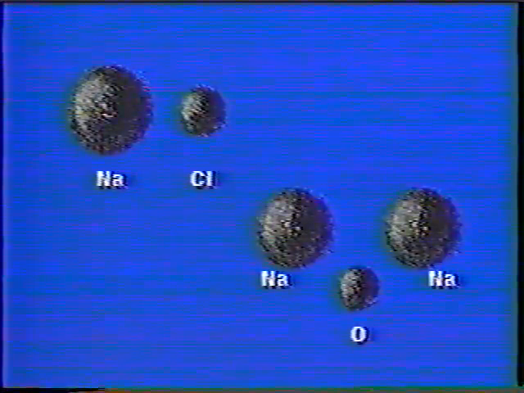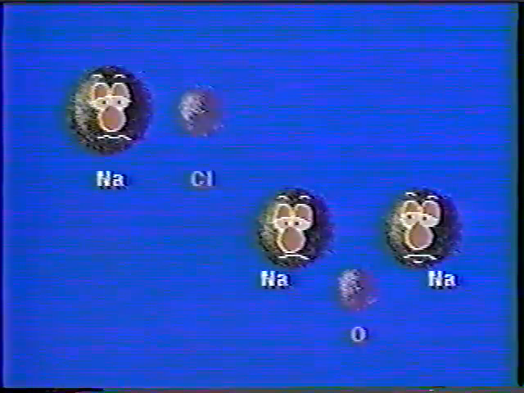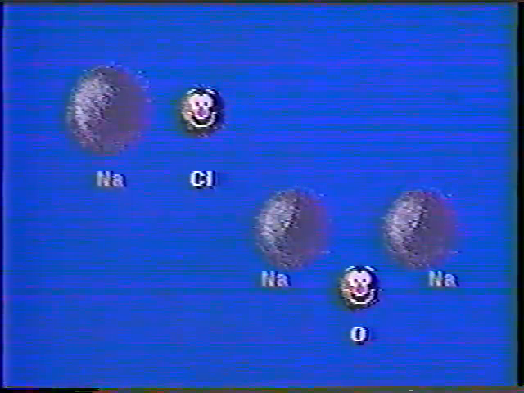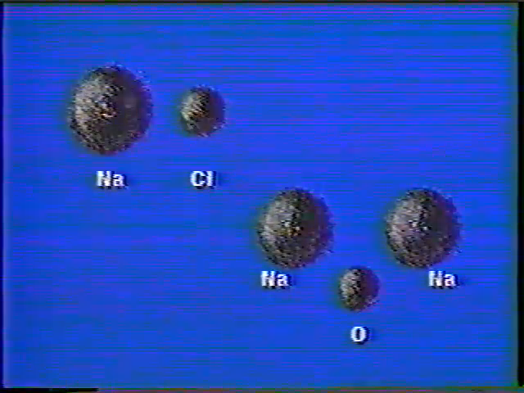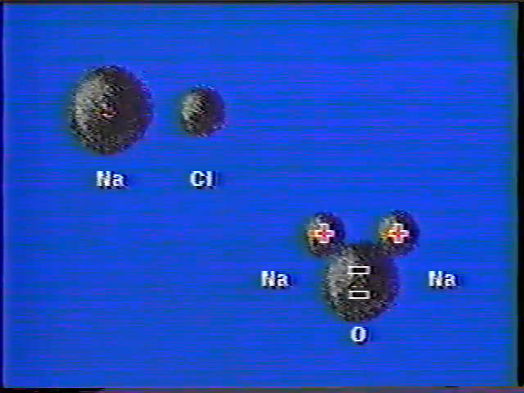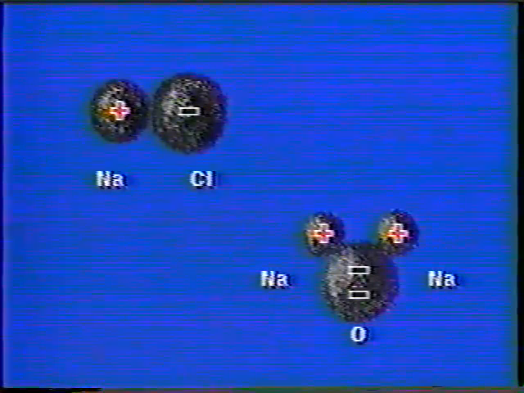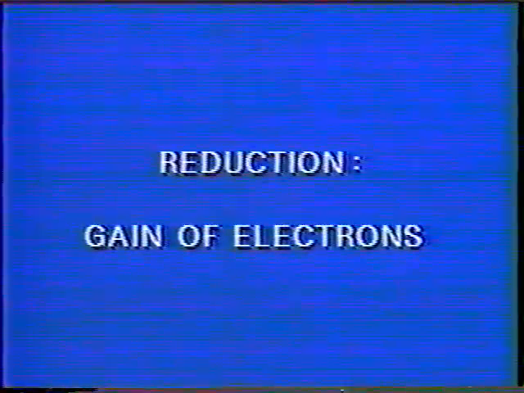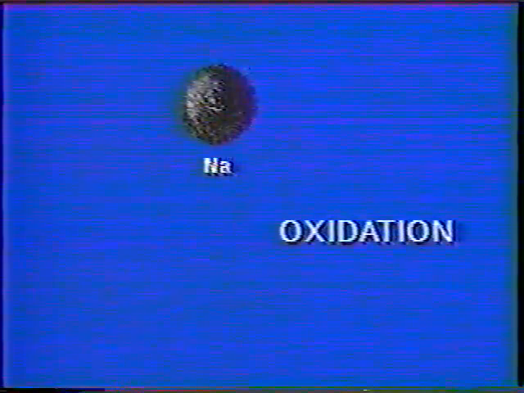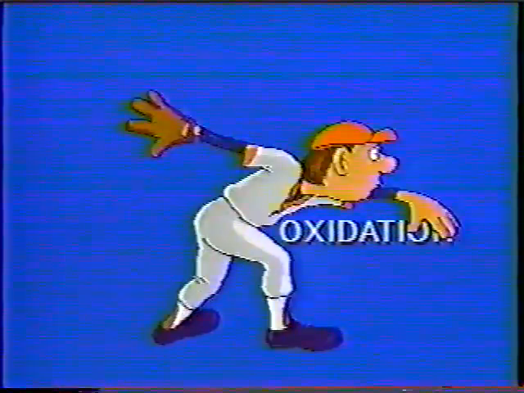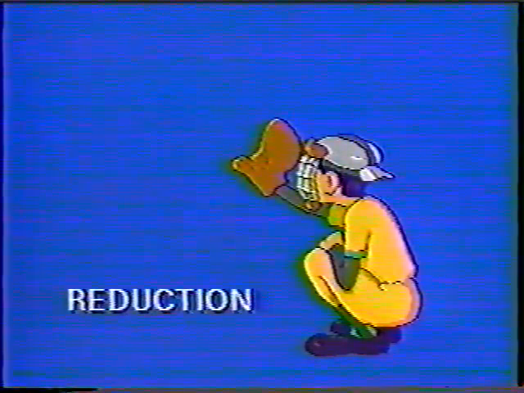So far, we've considered these reactions from the perspective of the sodium's loss. Now, let's look at it from the point of view of the other atoms involved. The oxygen atom gains 2 electrons. When chlorine and sodium react, the chlorine gains 1 electron. Reduction is the name given to a process in which an atom gains electrons. In the reactions we have examined, the atoms of one element are oxidized because they lose electrons. These electrons are gained by the atoms of another element, which is being reduced.